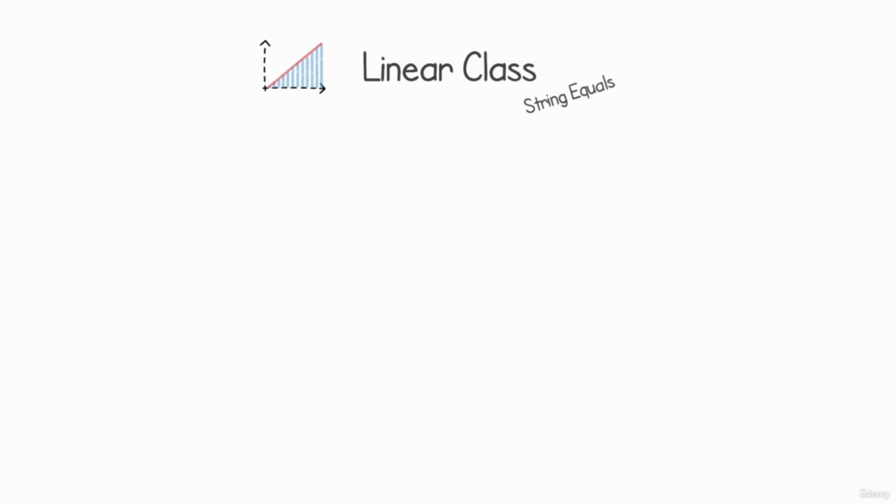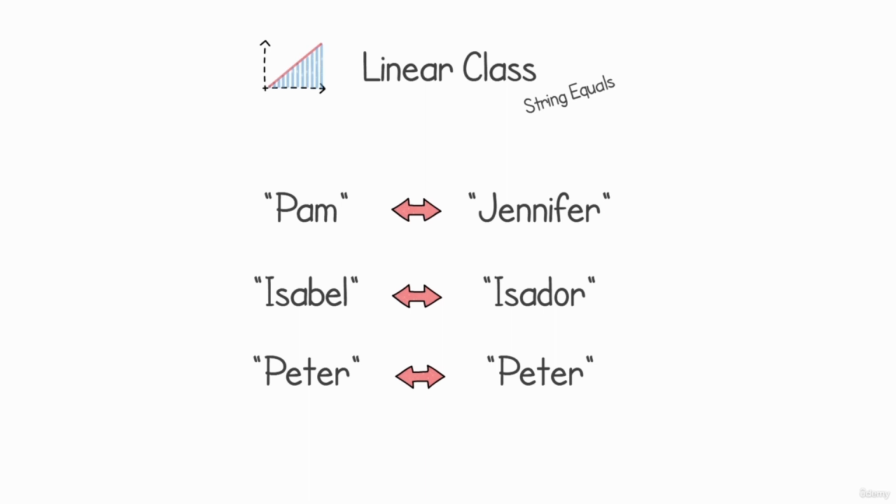Let's look at a slightly different algorithm. And the next algorithm that we will look at is the string equals. I'm sure you have used this before. This is when you have two strings, for example, Pam and Jennifer, and you want to check if the two strings are exactly identical. For example, using this function, if we pass Pam, Jennifer, Isabel, or Isadore, they would both return false. However, Peter and Peter, because they are exactly the same string, our equals function would return true.